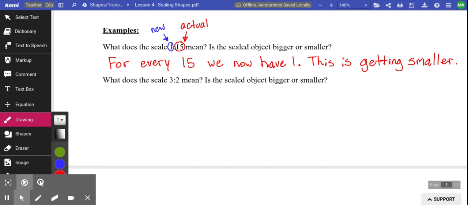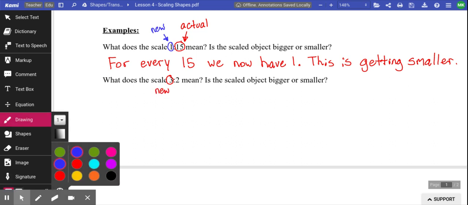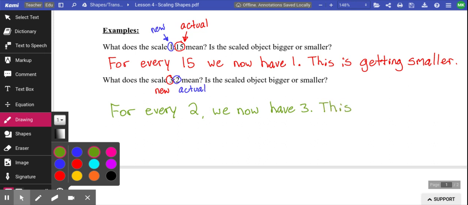Beautiful. So if I wanted to set this up, I would say that 3 is my new length, 2 is my actual. So for every 2, we now have 3. That means that I am getting bigger. If something used to be 2 inches, now it's 3 inches. If it used to be 2 kilometers, now it's 3 kilometers, right? It's getting bigger. Awesome. That's scaling and ratios.